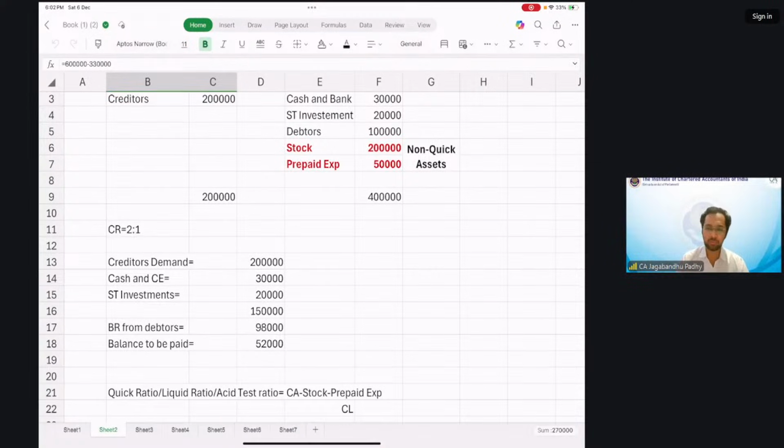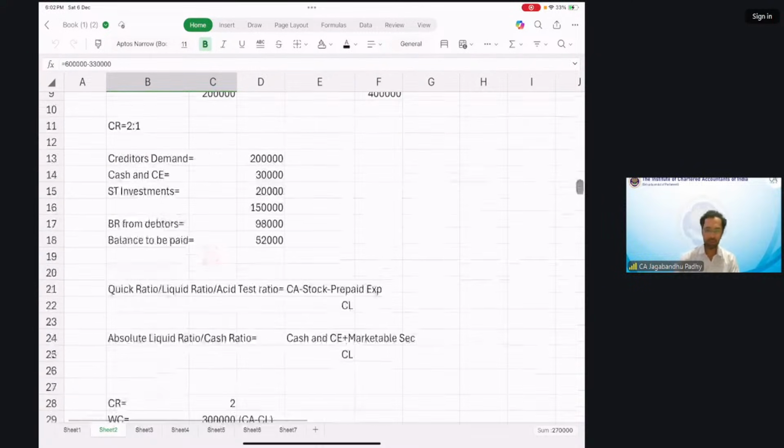wherein the liquidity of the company may not be just enough, right? It may not be just enough. So we said that there's a need for some other ratio, which was called the quick ratio, in which we excluded the stock and the prepaid expense.